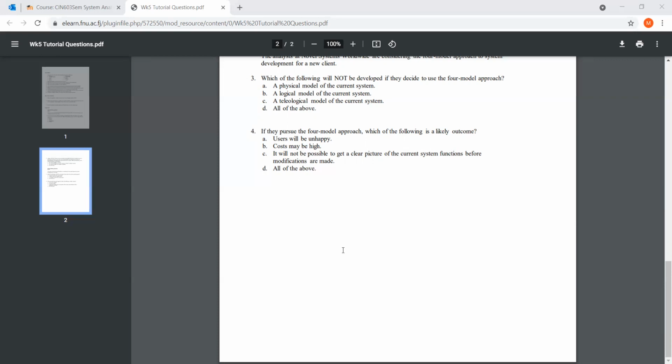But let's look at option C. It will not be possible to get a clear picture of the current system functions before modifications are made. Now you will be able to get a clear picture. And option D is all of the above. So the correct answer over there is B. Cost may be high.